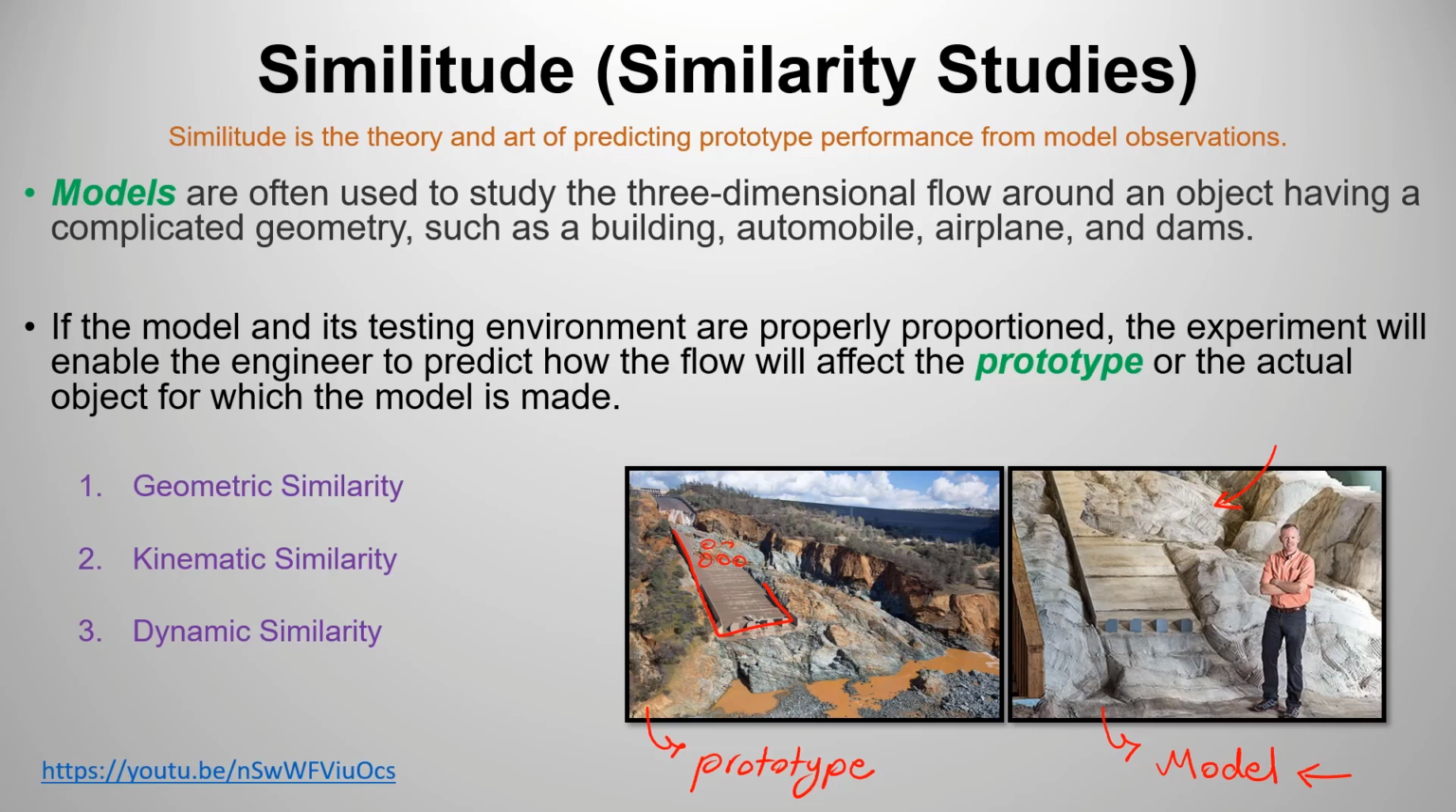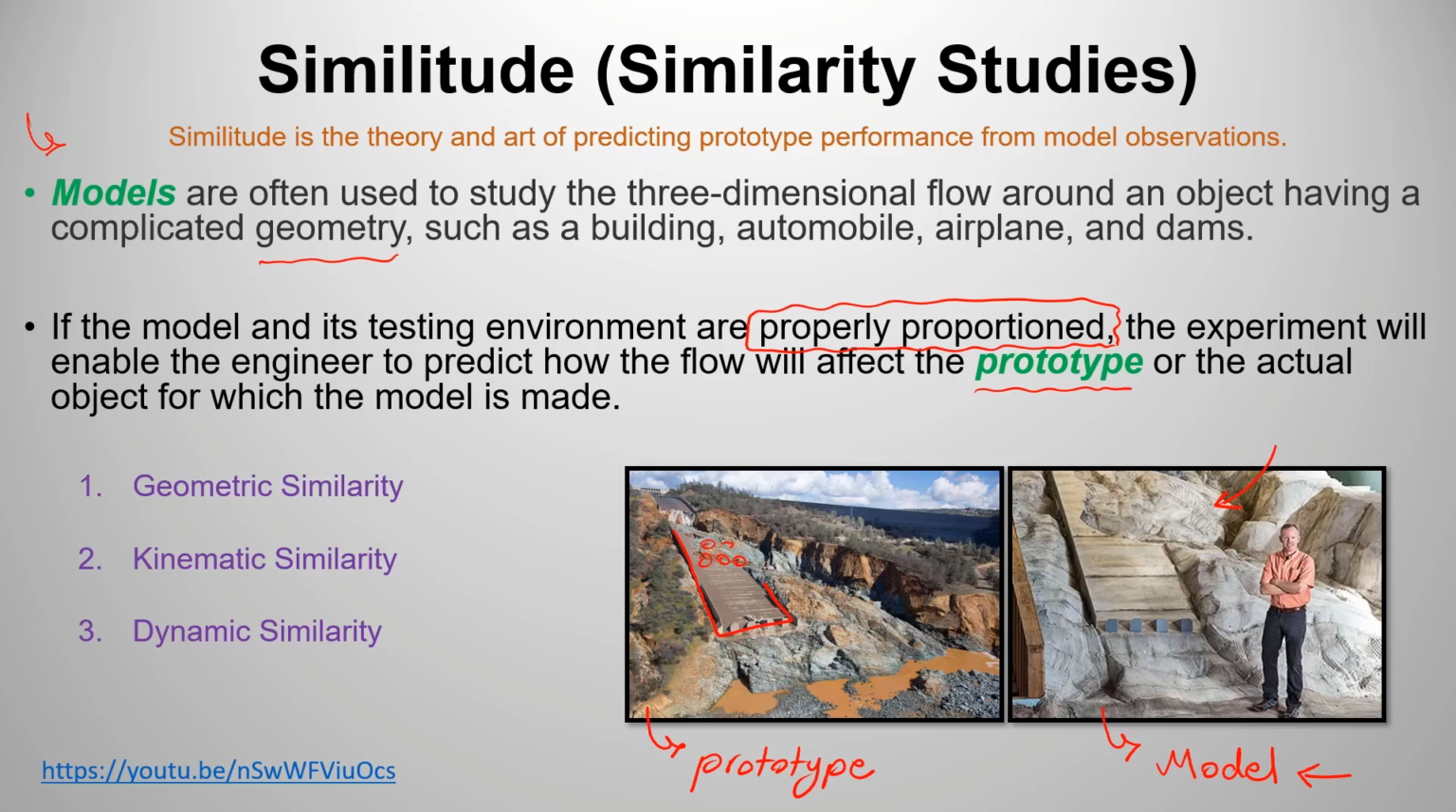Okay. Now, as you can see over here, that was just one example of the dam, Oroville Dam, but models are usually used to study the three-dimensional flow of water or flow of air, or whatever your fluid is, around an object having complicated geometry, like a spillway. If the model and its testing environment are properly proportioned, and that's a very key part over here, properly proportioned, the experiment will enable the engineer to predict how the flow will affect the prototype or the actual object for which the model is made.